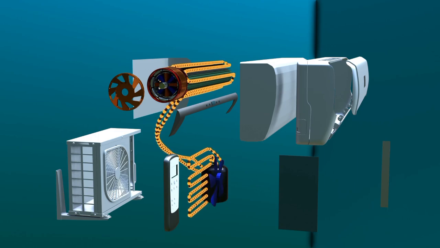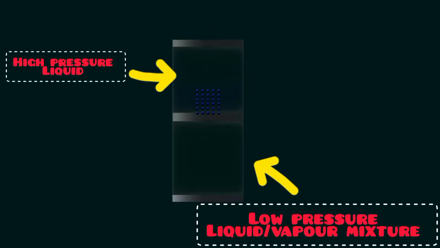To perform its function, the expansion valve forces the refrigerant through a very small opening. This creates a large pressure difference across the valve. On one side of the valve, the refrigerant is a high-pressure liquid. On the other side, the pressure is much lower. As the refrigerant passes through the small opening, it sprays into the evaporator as a mixture of liquid and vapor.